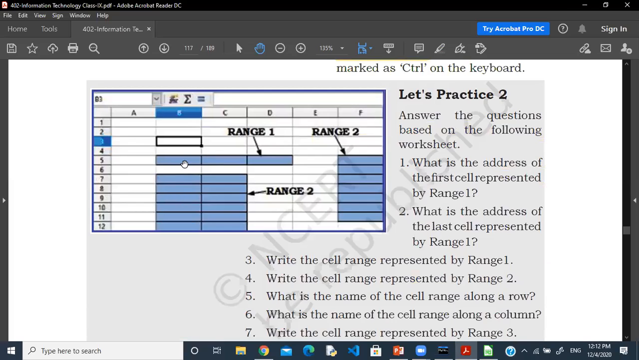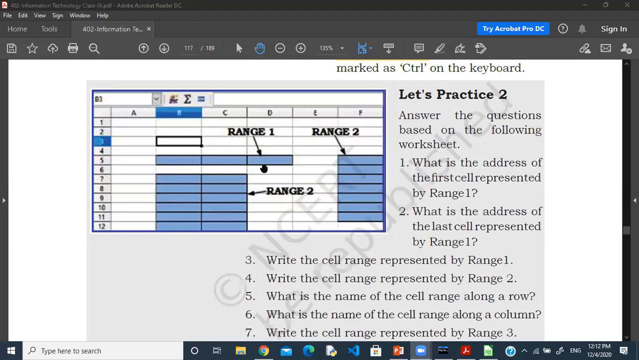This is B5. Anyone want to speak? Yeah, this is B5. Okay, very good. Now what is the address of the last cell represented by range 1? D5. This is D column and fifth row. So always remember that a cell address is written by mentioning the column letter and then the row number.